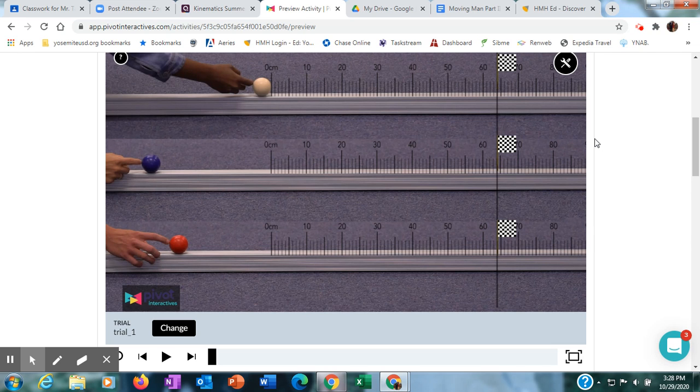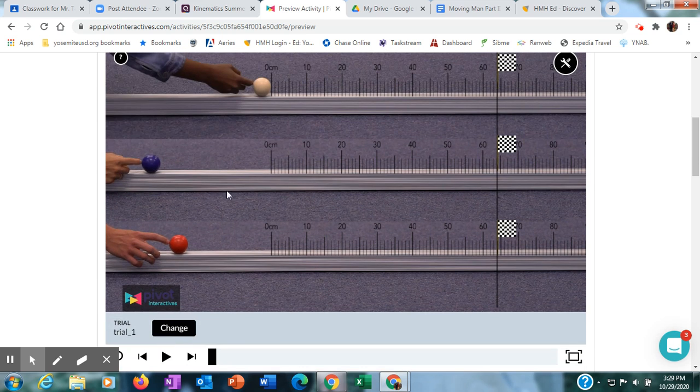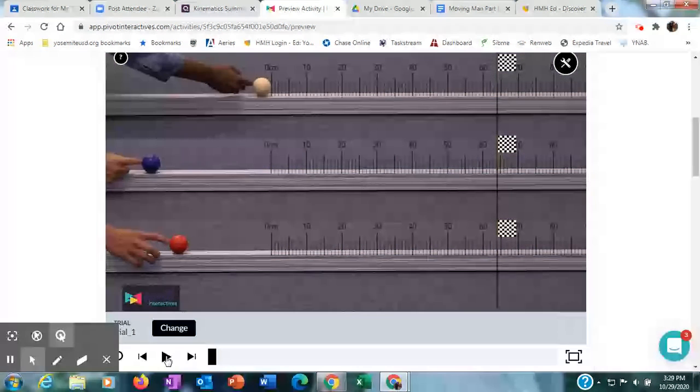Today we are going to be defining an equation for velocity as well as analyzing what the velocity is in a position versus time graph. Okay, so here I have a nice little video of three balls rolling at some different velocities, and we want to determine which one is going to cross the finish line.